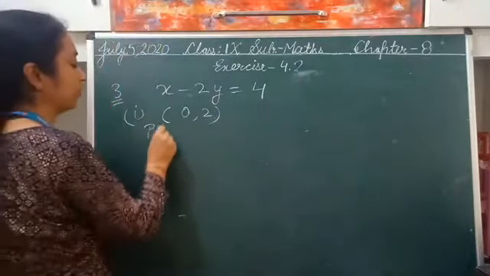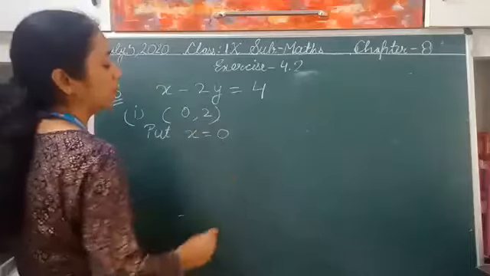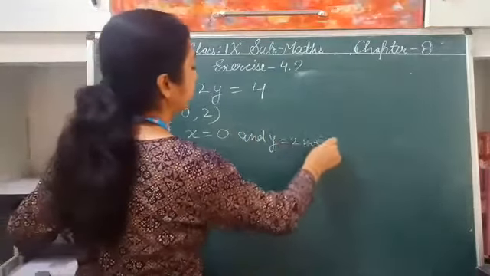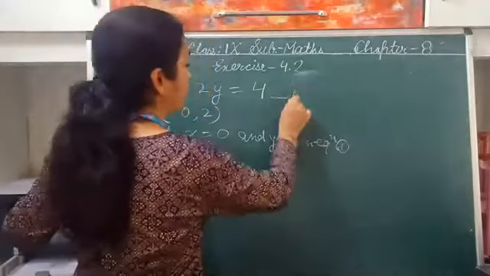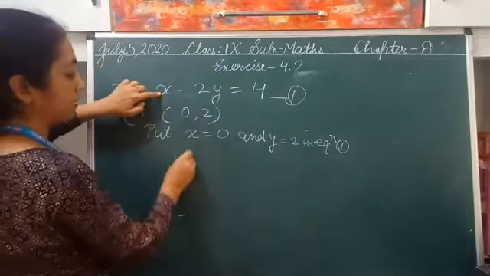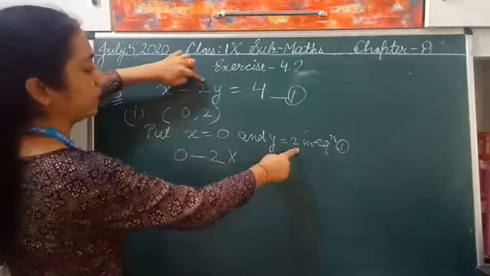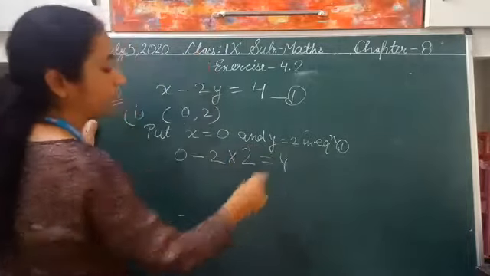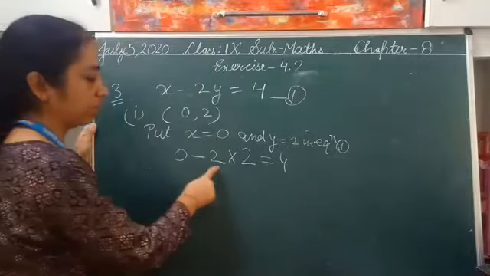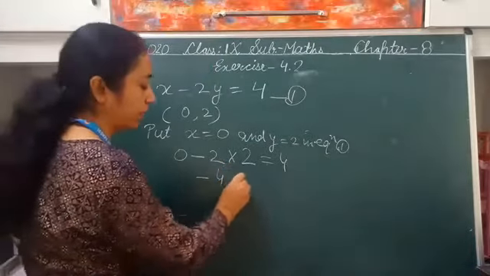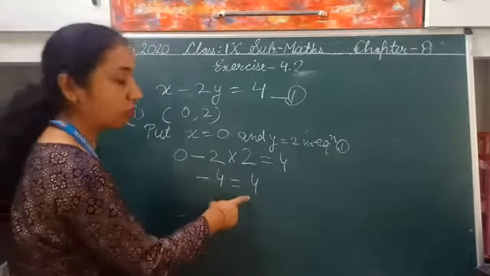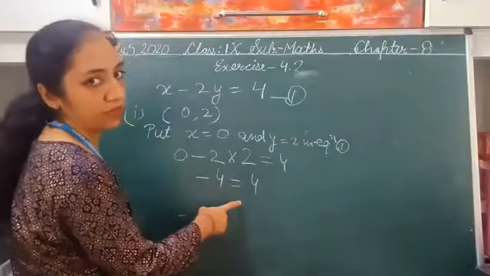So to check whether this is the solution or not, we are putting x is equal to 0 and y is equal to 2 in equation 1. We are taking this as equation number 1. At the place of x, let me put 0 minus 2 multiply y is 2 is equal to 4. 0 gets cancelled, right? Now what is left? Minus 2 into 2, 4 is equal to 4. Are they both equal? The absolute value is equal, but the signs are totally different, right?